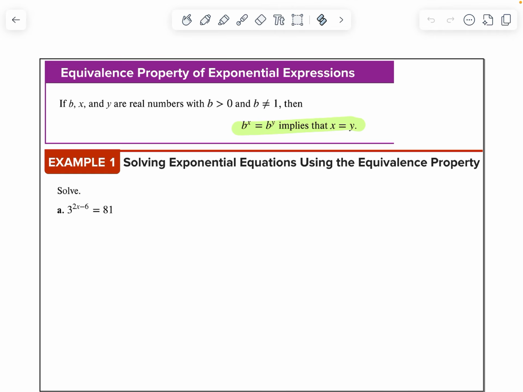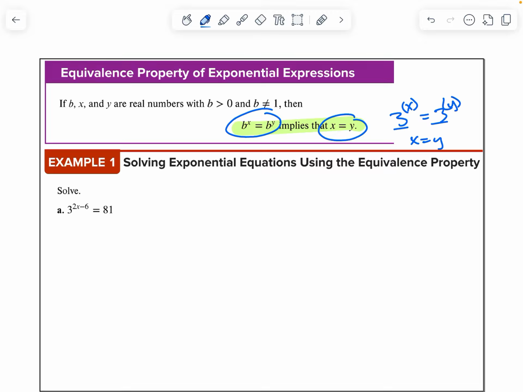Some more general rules is that if we can get the bases of an exponential or the base of a logarithm to match up, then the two arguments must be equal. So for example here, if I had 3 to the x equals 3 to the y, that must mean that x equals y. That's what this equivalency property means. As long as the base is the same, then the exponents must also be the same.